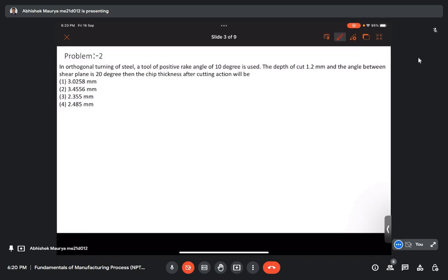So in this question, what has been asked? In orthogonal turning of steel, a tool of positive rake angle of 10 degree is used. The depth of cut is 1.2 mm. The angle of the shear plane is 20 degree. And what has been asked? Chip thickness after cutting action. So let's first quickly schematically try to understand what has been given and what has been asked.